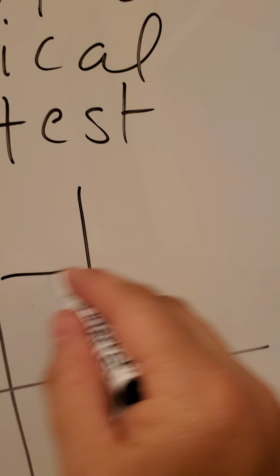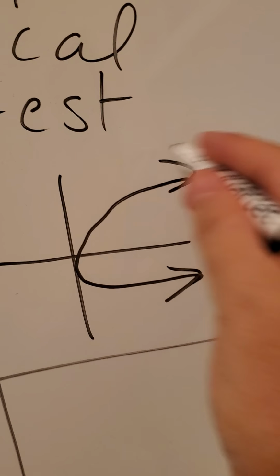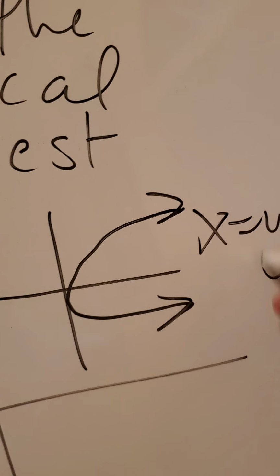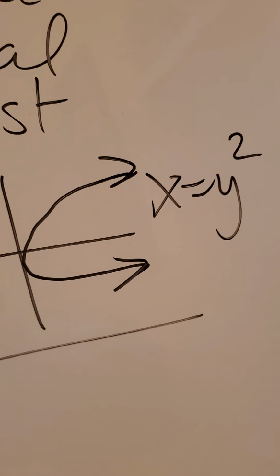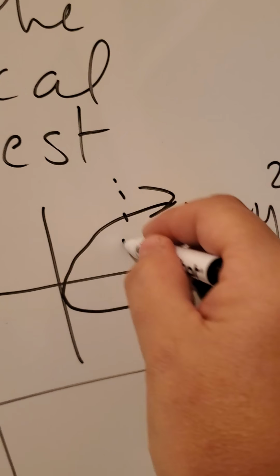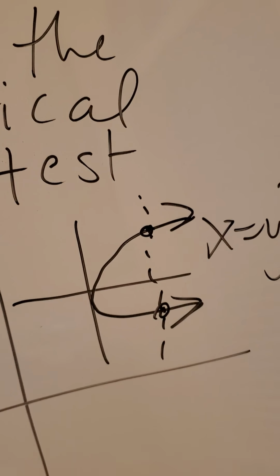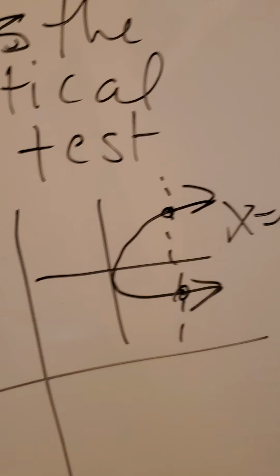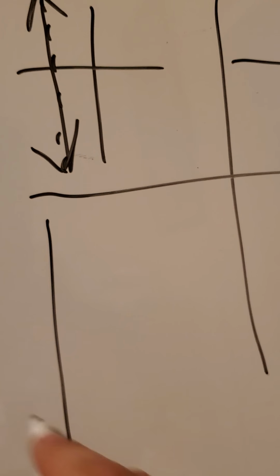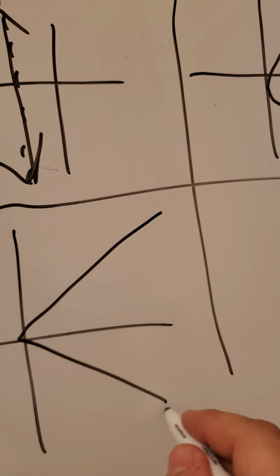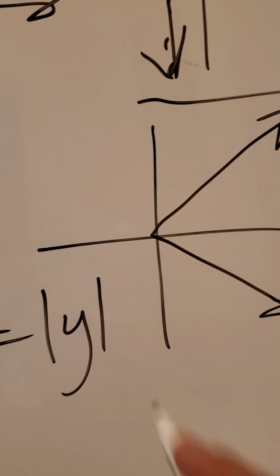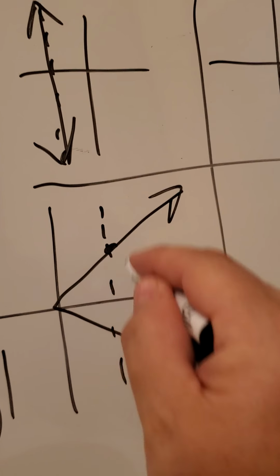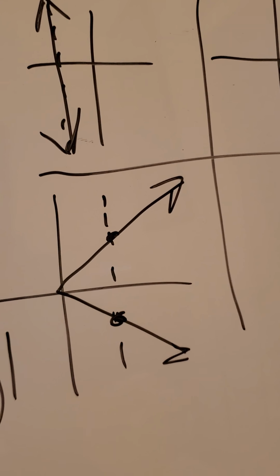Or I could have a quadratic that goes to the side, okay? This would be x equals y squared. If you were in Algebra 3, you might have learned about these. But if I do a vertical line test, it hits twice, so now I know it is not a function, okay? You could also have an absolute value that goes to the side. There again, this would be x equals the absolute value of y, instead of the other way around. That way your x would always be positive, and it would cross more than once, so it would not be a function.